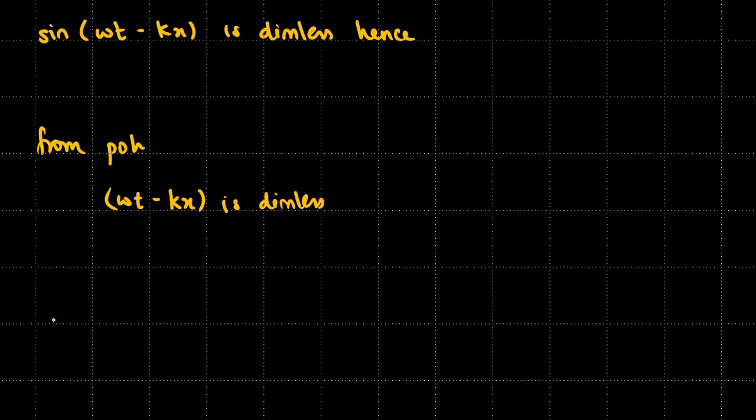And again, from the principle of homogeneity, omega t and kx are dimensionless as well. It's not that omega or t are dimensionless, it's that omega t as a whole is dimensionless. This part as a whole is dimensionless.